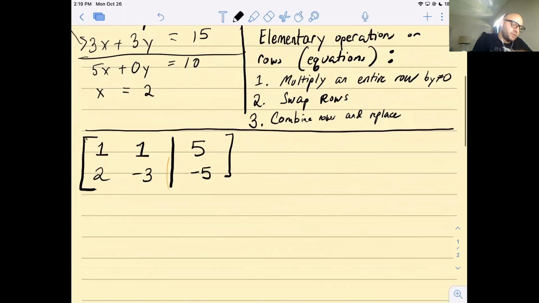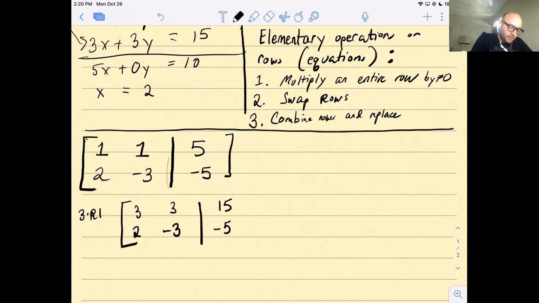So the first thing we do is multiply the first row by 3. I'm just going to write 3 times R1, and I'm going to rewrite the entire system. So this will be 3, 3, 15, 2, minus 3, and this will be negative 5. This way I know this R1 over here corresponds to R1, the first row in the previous step.